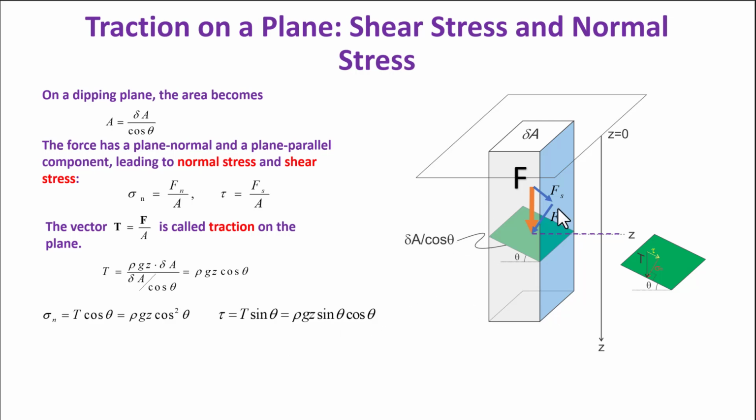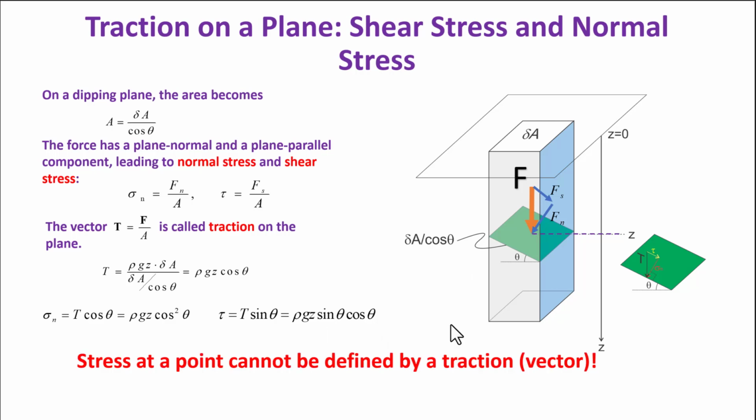From this simple analysis, it is clear that the traction on the area element depends on the orientation of the plane, depends on the dip here. Because the traction depends on the orientation of the plane, there is not a unique traction at a point. Therefore, stress at a point cannot be defined by a traction.